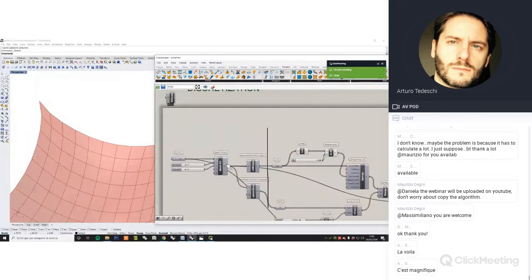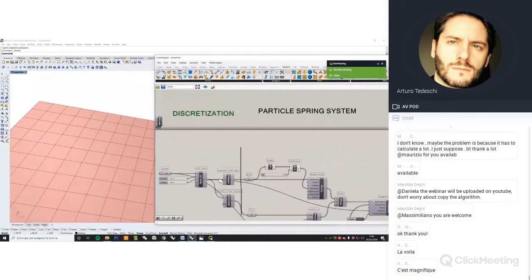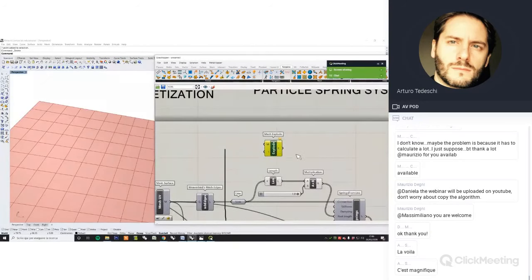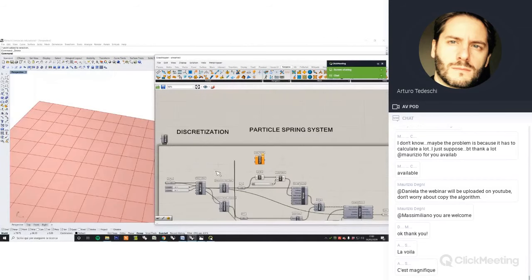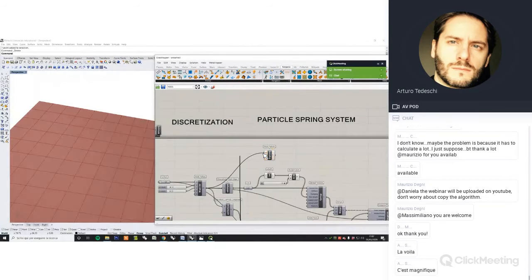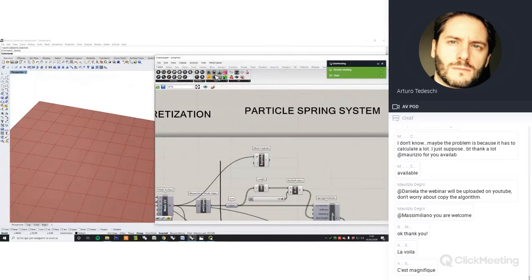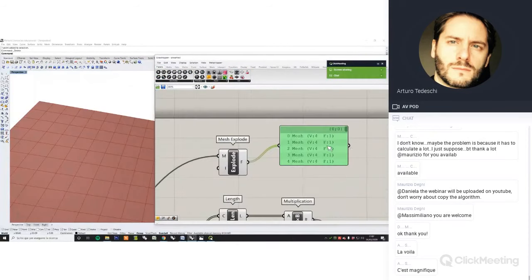So from mesh surface, first of all, let me turn off this guy here. From mesh surface, we need to use a component which is called mesh explode. Mesh explode comes from the Mesh Edit plugin, so it's not an original, native component. If I have my original mesh, I can explode it into a set of individual faces. So if you check here, we have individual faces.